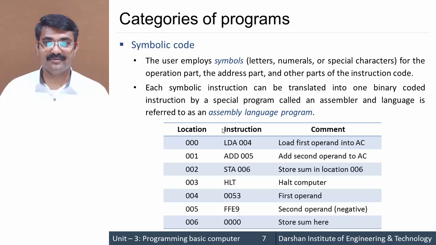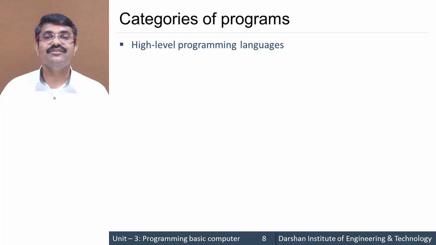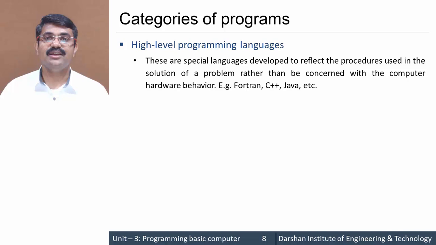And the last category we have is high level programming languages, which we have already heard of, like C++, Fortran, Java, many languages are there. These are special languages developed to reflect the procedures used in the solution of a problem rather than being concerned with the computer hardware behavior. What does this statement mean? We are writing the program in a form exactly understandable by us. That means whatever pseudocode or algorithm we write can be easily reflected into this programming language without concern for the computer's behavior, that is, without concern whether the computer will understand it or not.